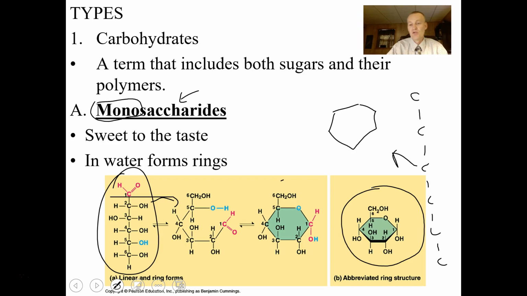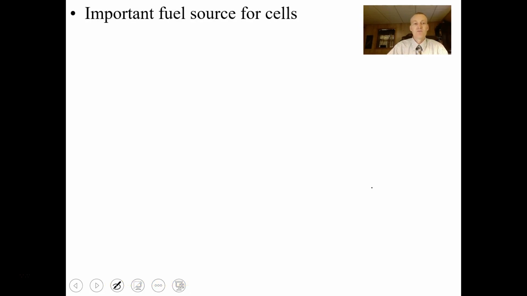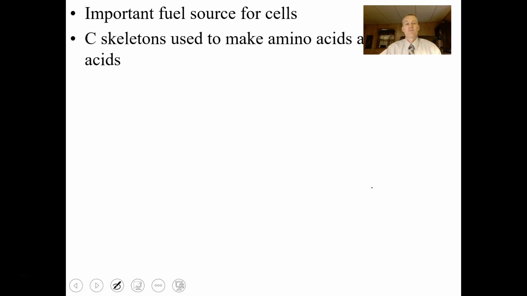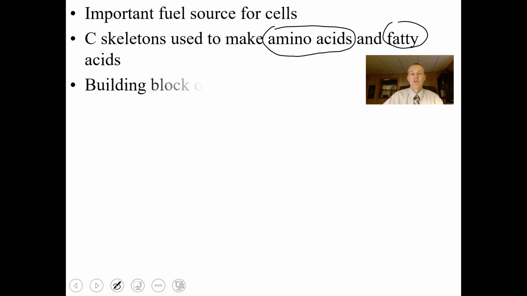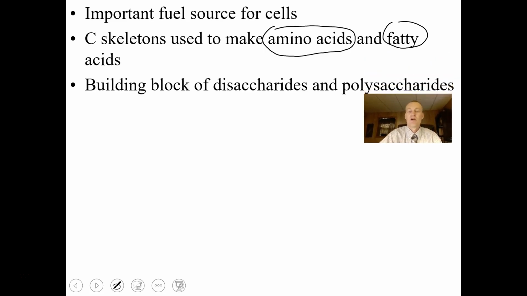This is glucose, which is one of our main monosaccharides that we use. So they're very important fuel sources for cells. The carbon skeletons from that structure can be used to make other things. So we can disassemble the sugar, unwind it from its ring structure, and build amino acids and also fatty acids from it. So we can use it as a building structure or building block.